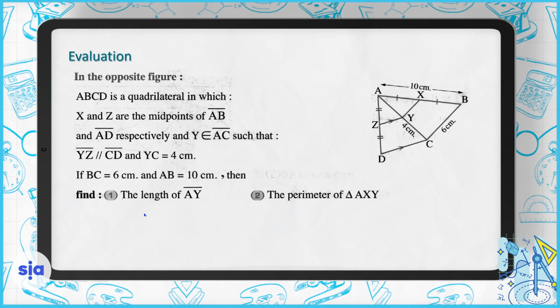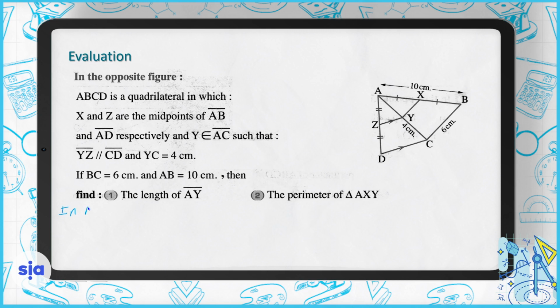In the opposite figure, ABCD is a quadrilateral in which X and Z are the midpoints of AB and AD respectively, and Y belongs to AC such that YZ is parallel to CD and YC is 4 centimeters, where BC is 6 centimeters and AB is 10 centimeters. Then the question wants me first to find the length of AY.